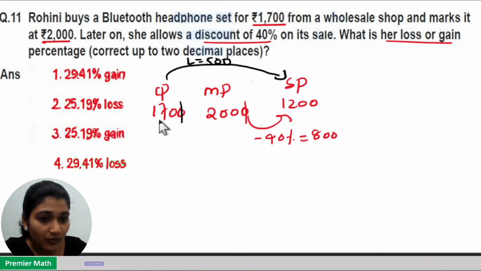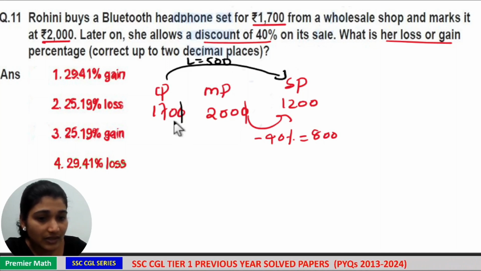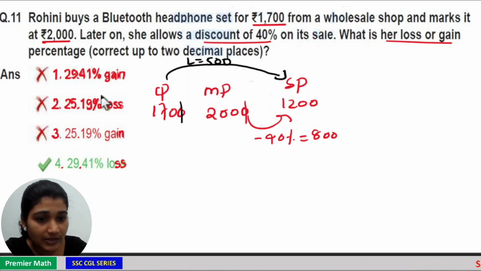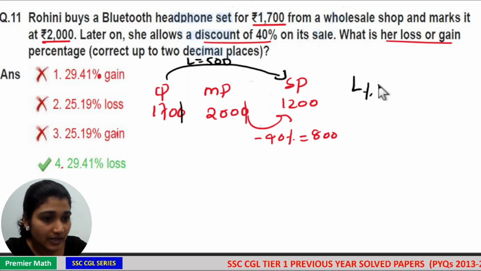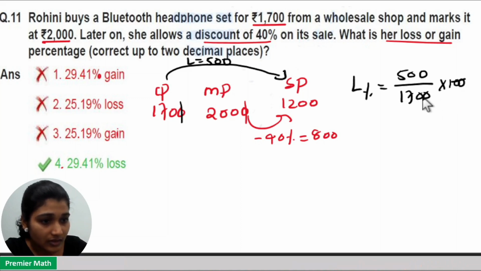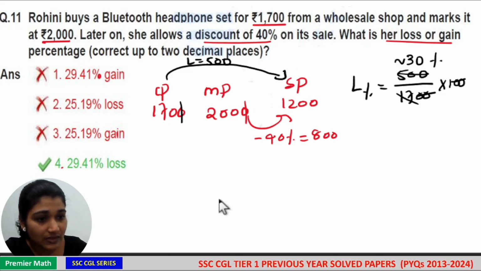Now 10% of 1700 is 170. Then here 500 means 17 into 3 is 51. So this is around 30% loss. If you look at the options, option 4 is your answer: 29.41% loss. That is, here her loss percentage is equal to 500 out of 1700 into 100. 0 cancel. 17 goes around 3 times in 51. So this is around 30%.